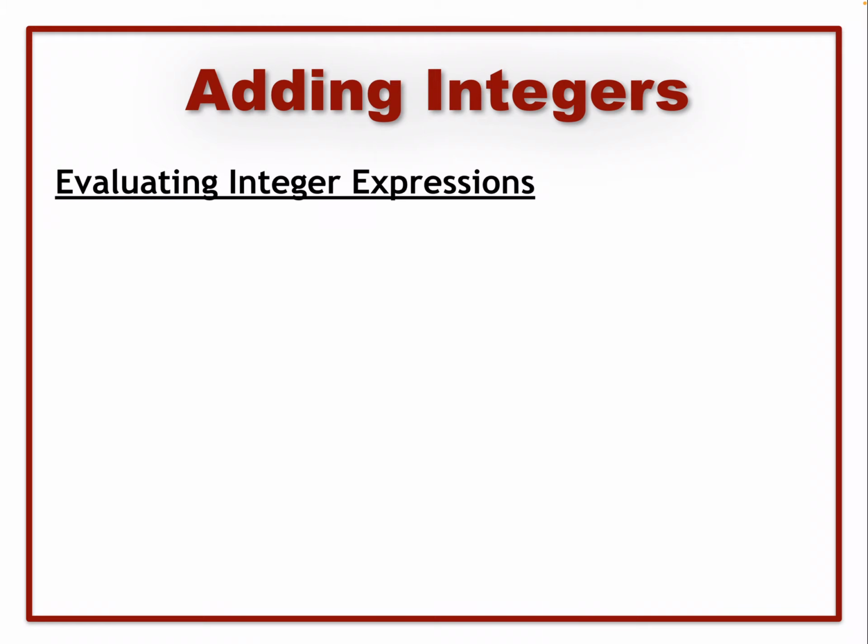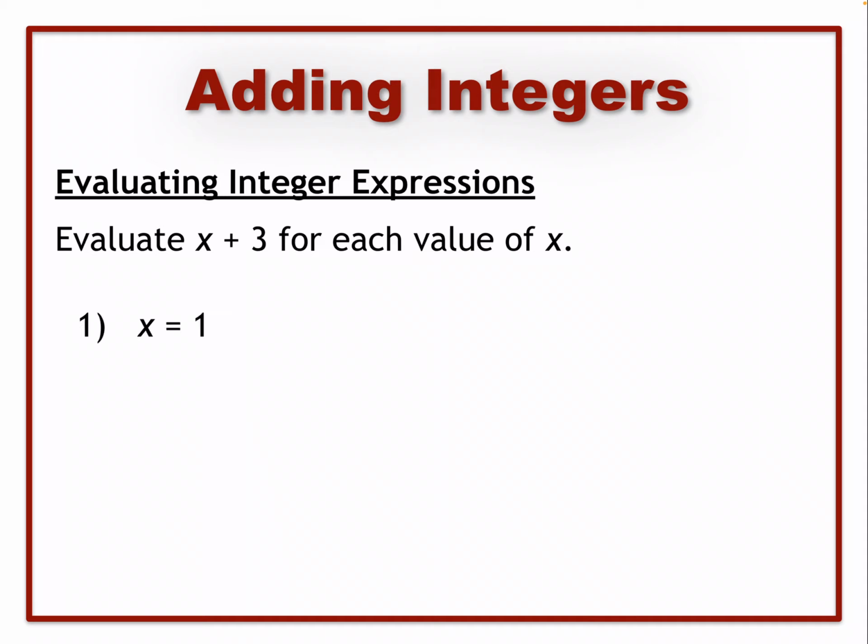Now evaluating integer expressions. Evaluate x plus 3 for each value of x. Now here in expressions, remember you have to write all the process. First thing you have to do is write the expression. That will be x plus 3, and then we substitute the value of x in the expression. That means 1 plus 3, and the answer will be 4.